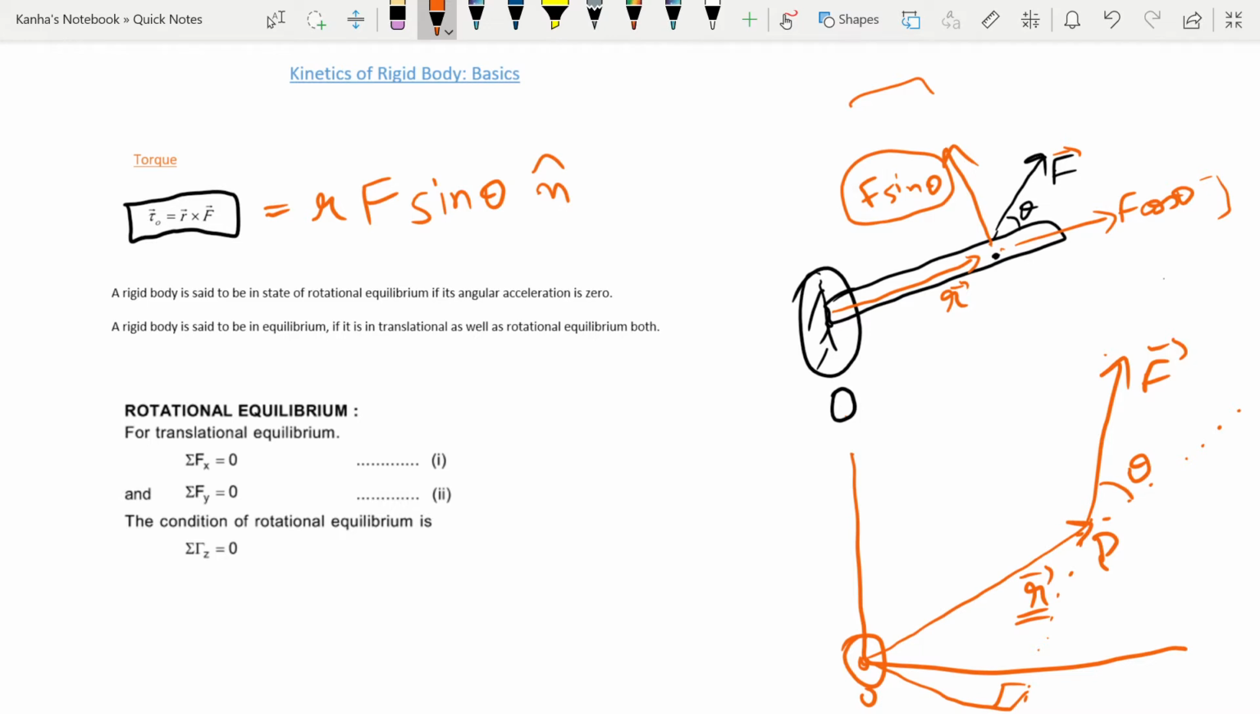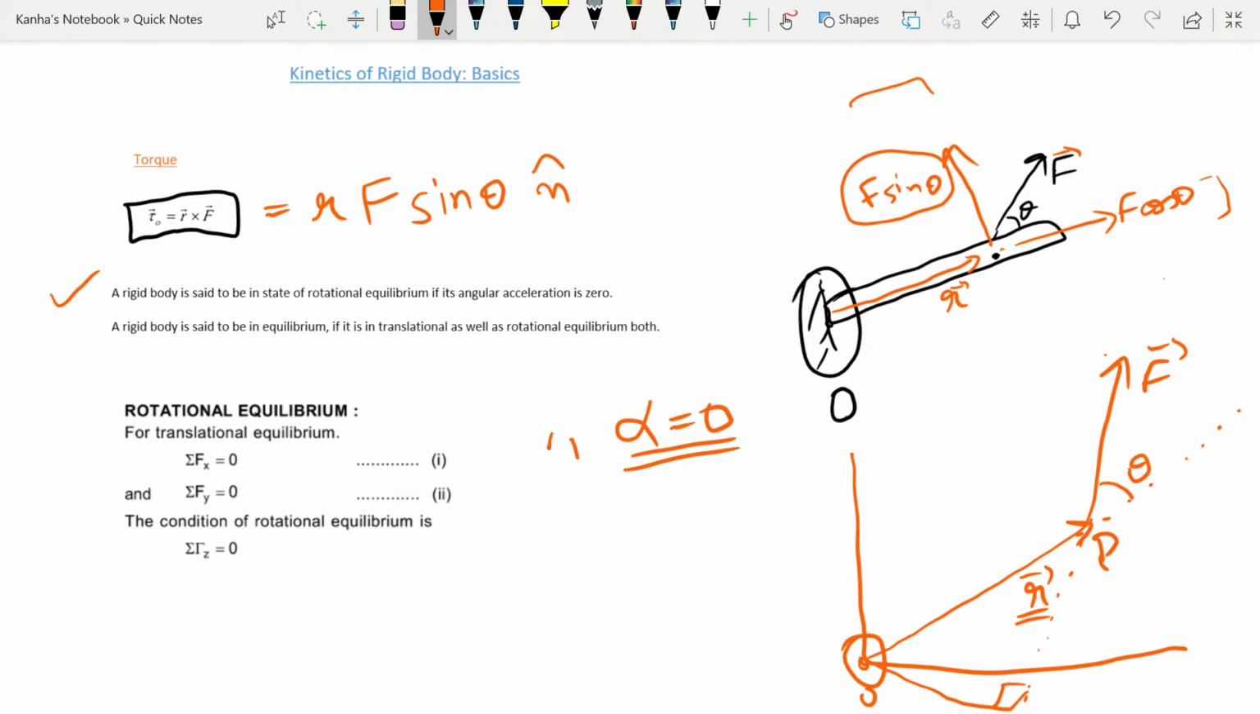One of the important concepts about rotational motion is that of equilibrium. We had learned about translational equilibrium before, in which the net force on the system was zero. So this was the condition for net translational equilibrium. Now I want to talk about rotational equilibrium. A rigid body is said to be in a state of rotational equilibrium if its angular acceleration is zero. The angular acceleration alpha is equal to 0.